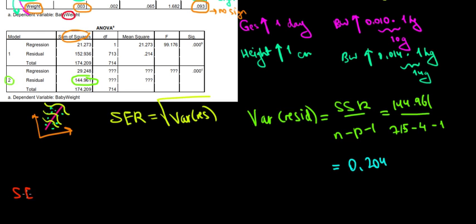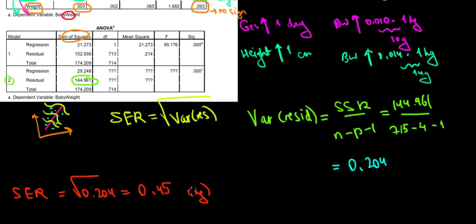Now, to find out the standard error, we just take the square root of that. So the standard error of the regression in model 2 is going to be the square root of 0.204, which is equal to 0.45. How do we interpret the 0.45? Well, that's 0.45 kilograms, because that is the unit of the dependent variable.